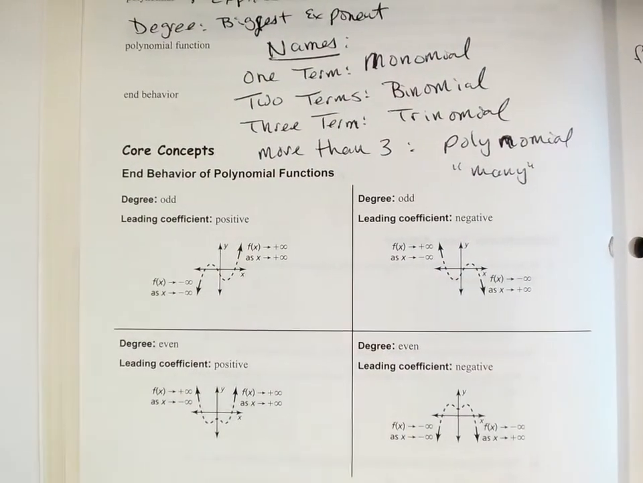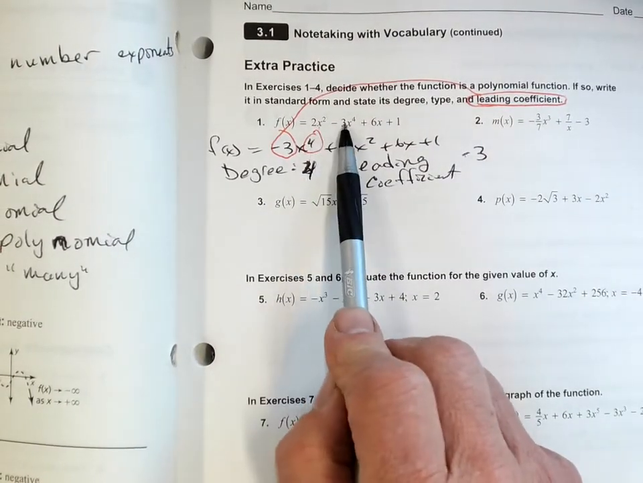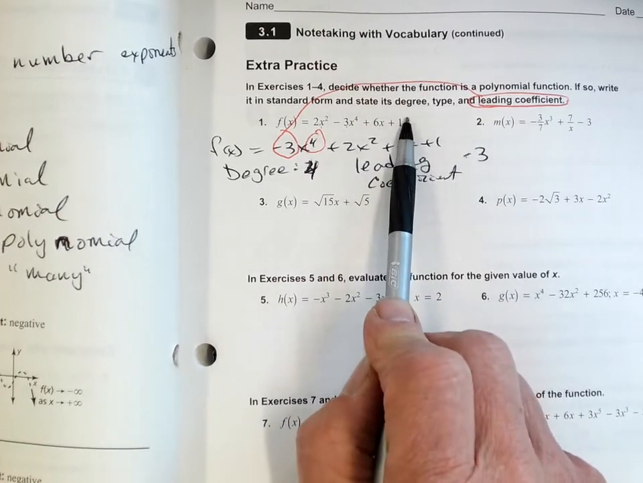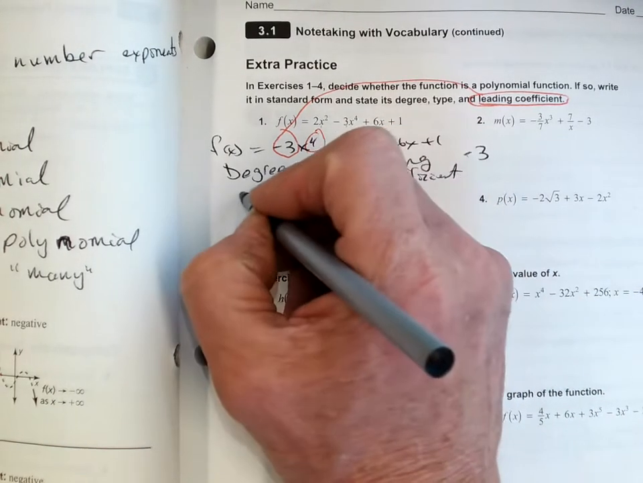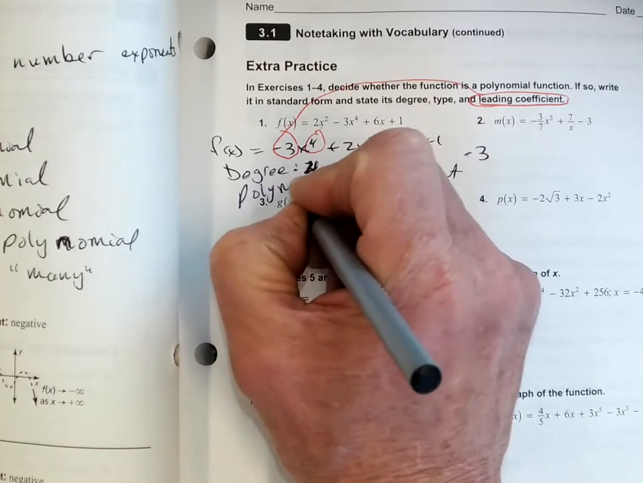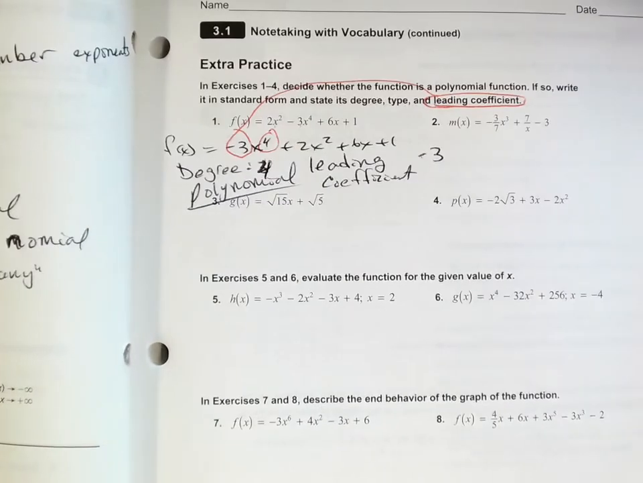Okay, so I go back to my problem. There's 1, 2, 3, 4 terms, right? I do not want to call it a quadrinomial. Let's just call it a polynomial. It's got lots, right? So we'll call it polynomial. Then I'm just going to talk about the next ones, and you guys can do this on your homework, but I'll wait for you, okay?